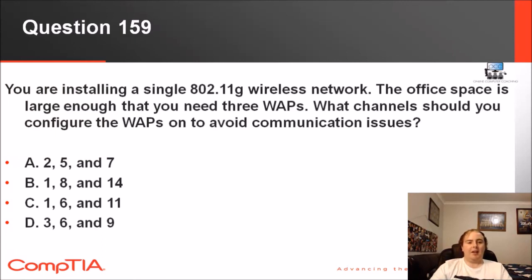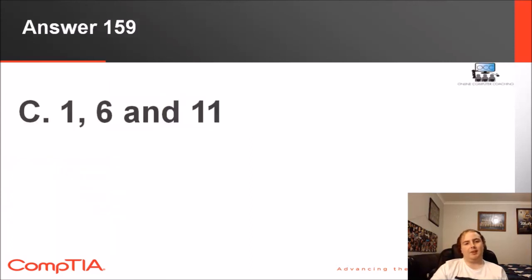159, second and last one of the day. You are installing a single 802.11g wireless network. The office space is large enough that you need 3 wireless access points. What channels should you configure the WAPs on to avoid communication issues? You've got 2, 5, 7, 1, 8, 14, 1, 6, 11, 3, 6, 9, and the 3 channels that don't overlap, C, 1, 6, 11.